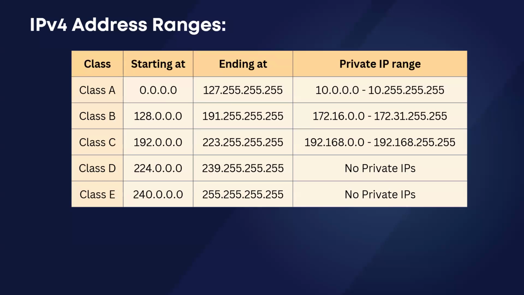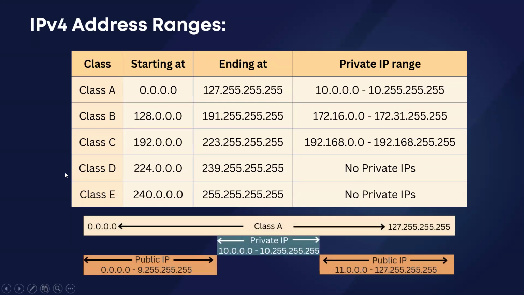Okay. Just to elaborate on this a bit further, if we take the example of class A, this here is the entire range from 0.0.0.0 all the way up to 127.255.255.255. That is the entire class A range. In that entire class A range, there's a small private IP range from 10.0.0.0 all the way up to 10.255.255.255. So this is the private IP range.